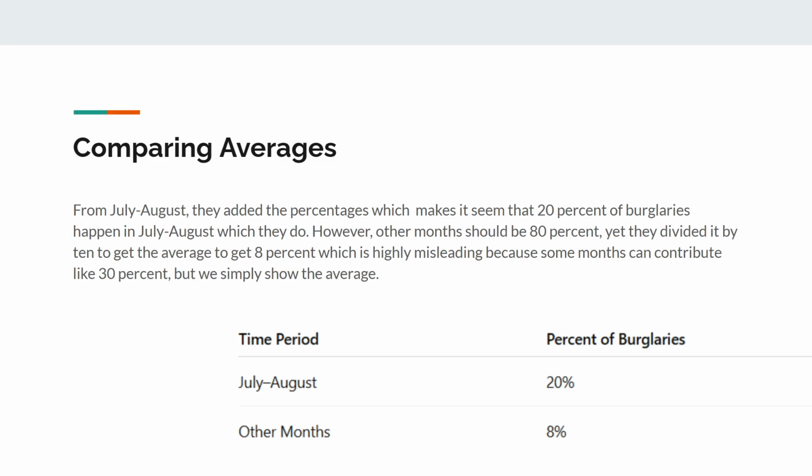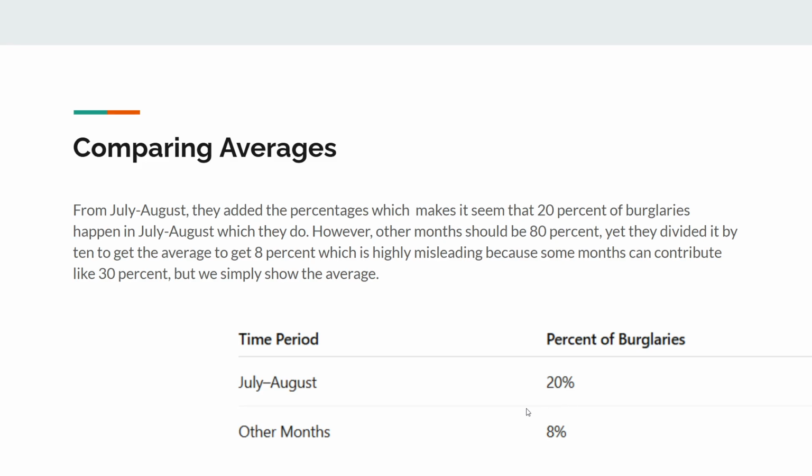But additionally, they found the average here. So that means 8% of burglaries happen in each month besides July and August. But that's misleading for a few reasons. In January, there could be 50% of burglaries, and that would be way higher than July and August. But they simply calculate the average, so they don't care what each individual month contributes. They just use the average formula to find that 8% of each month is where all the burglaries occur. So if they added it and put 80%, it would be more accurate.